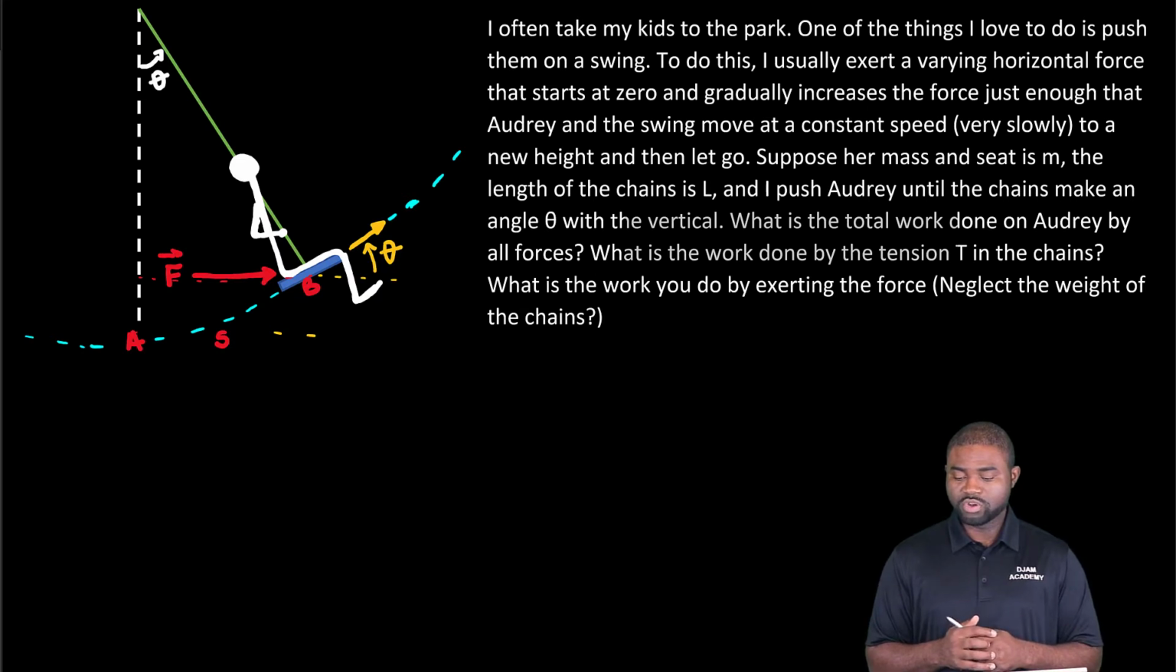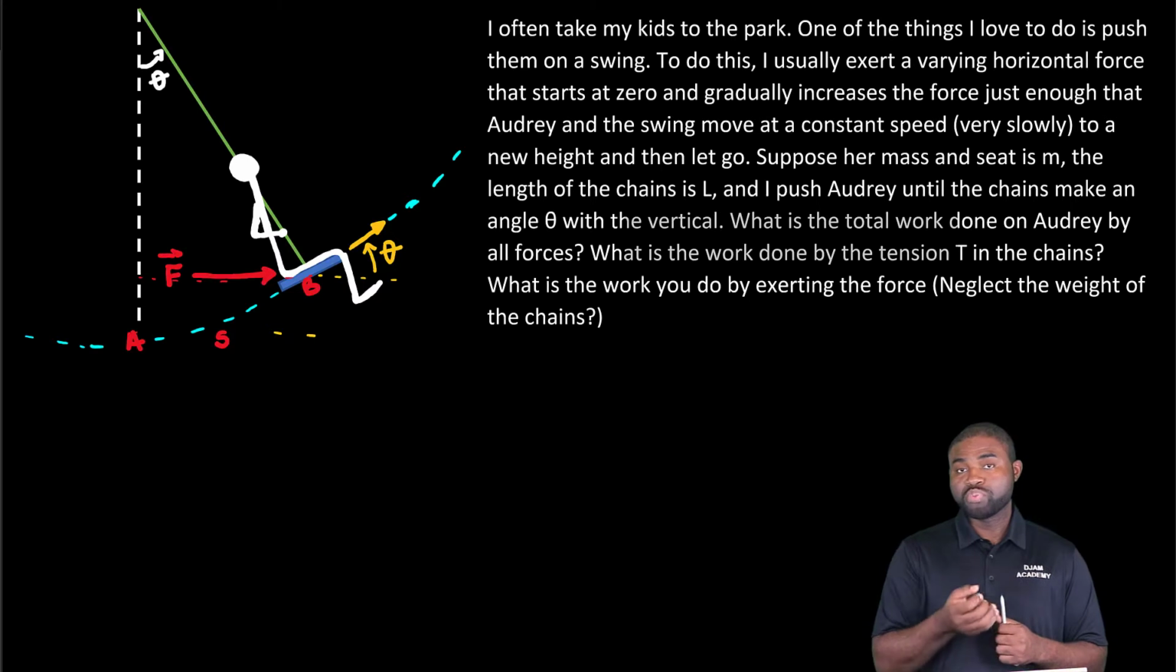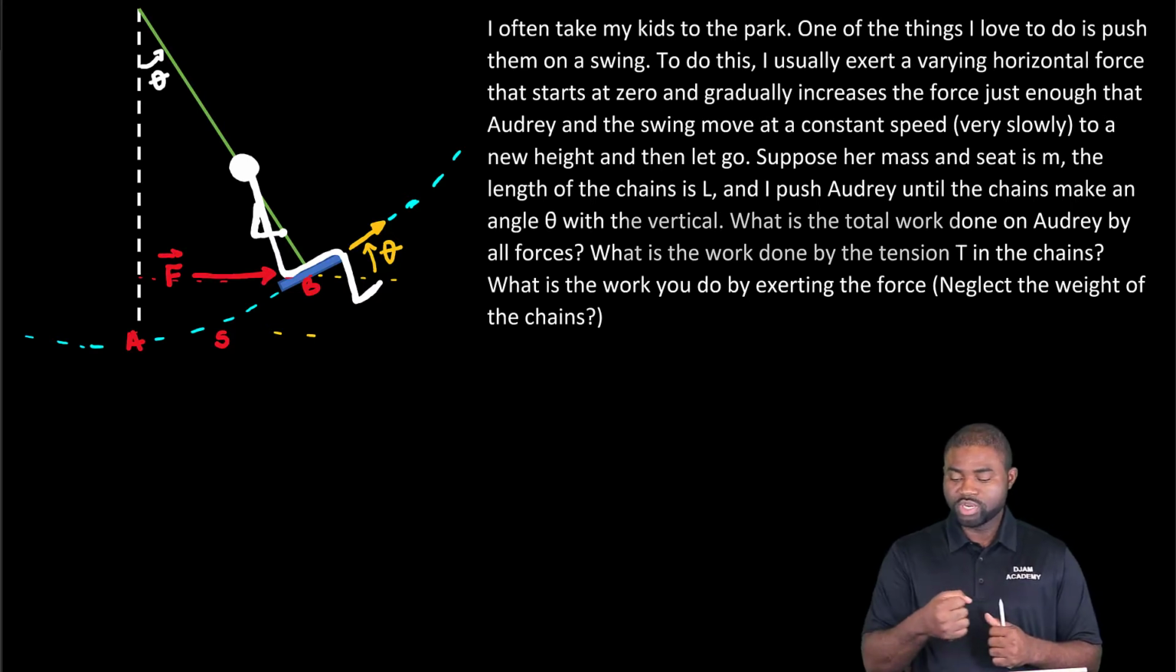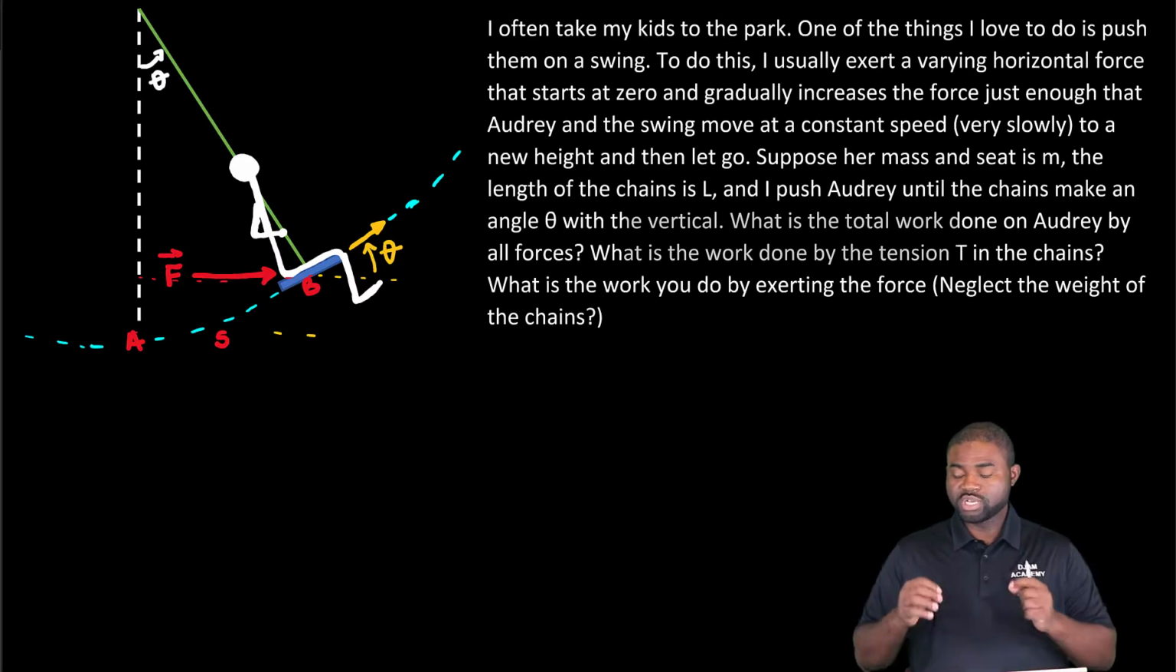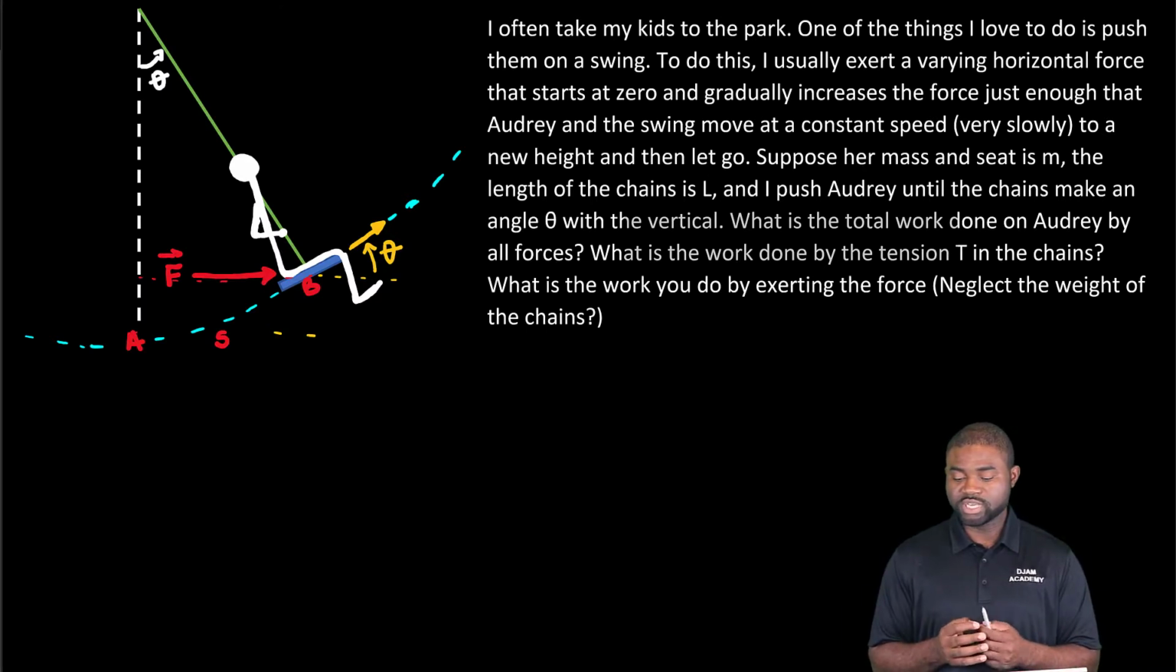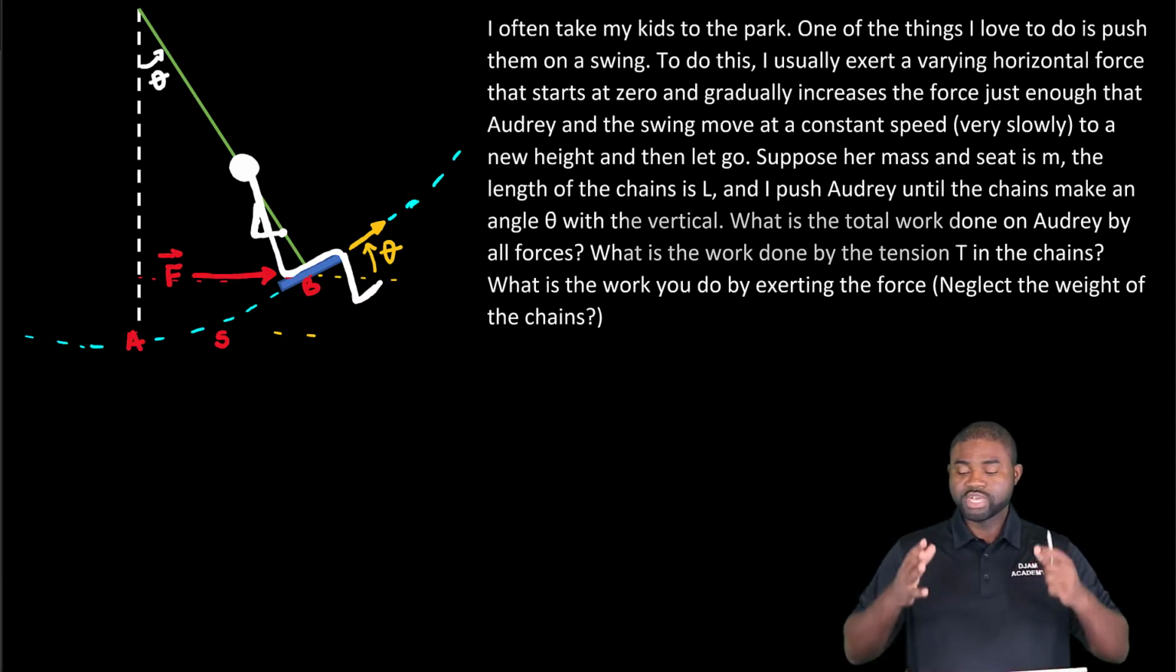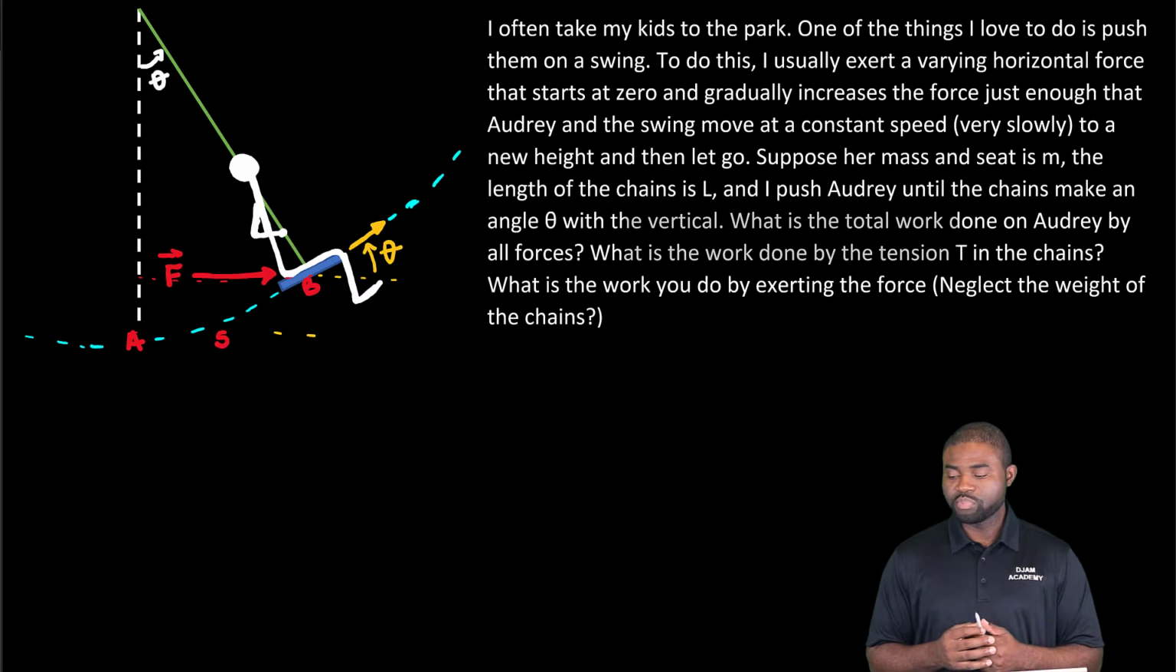Now, we're going to make a couple of assumptions here: that I pull Audrey gradually at a constant speed, which means that I'm pulling her slowly to a new height and then let go. Let's suppose that her mass and that of the seat is m, and the length of the chain where she's hanging is L, and I push Audrey until the chain makes an angle theta with the vertical.